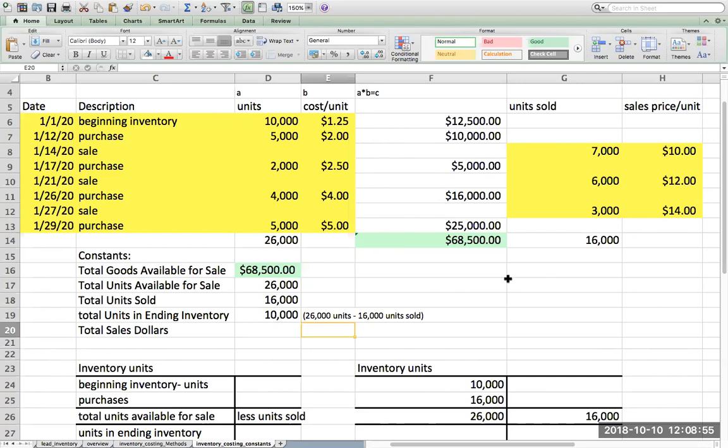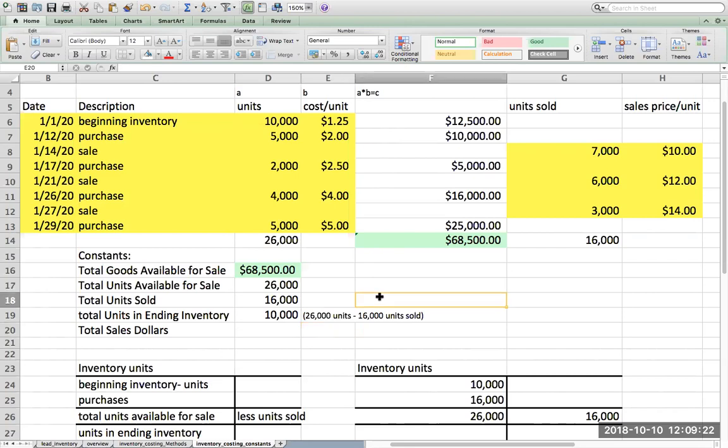So in all of these different methods that we're going to be doing, these numbers will never change. The total number of units sold will be the same. Total units in ending inventory will always be the same. Units available for sale will always be the same. These don't change, and that's why we're calling them the constants.